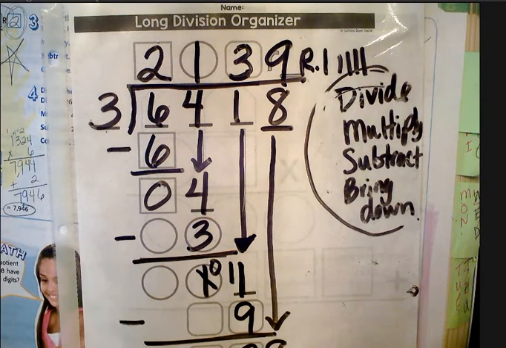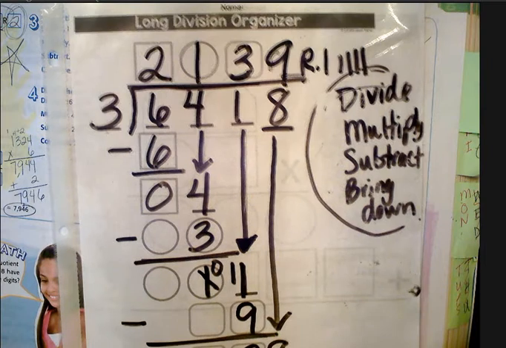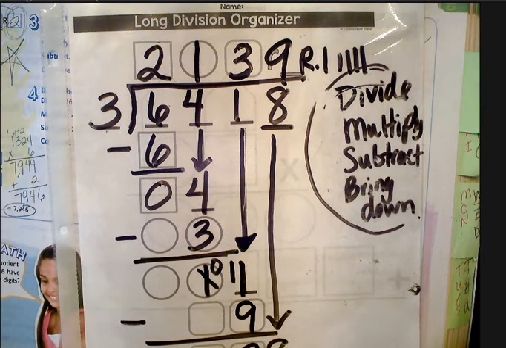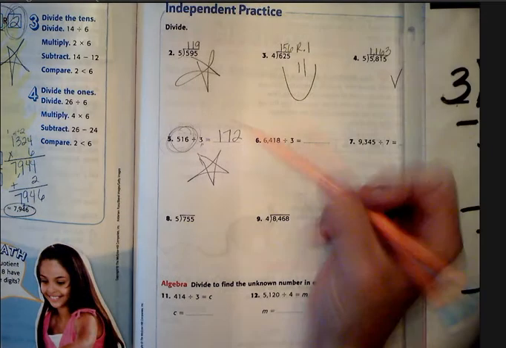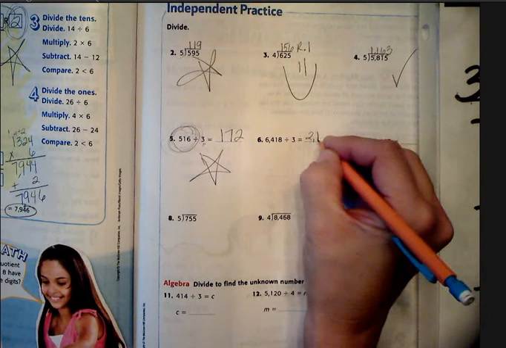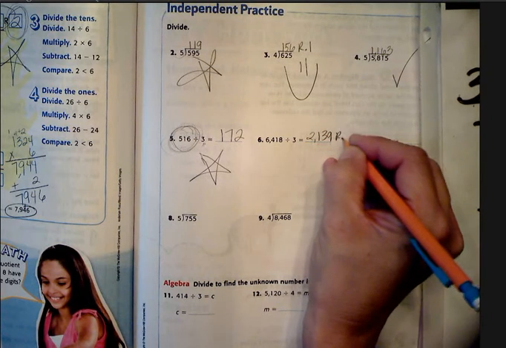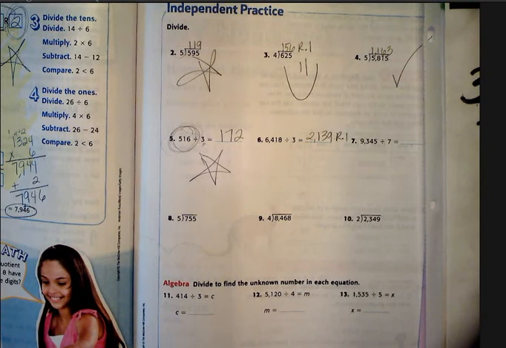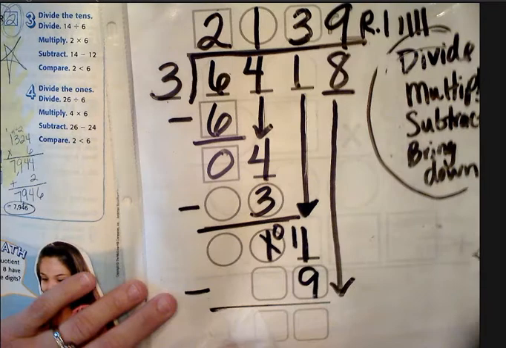4 digits, 4 times. We had to repeat those steps. Let's write that answer out. It's 2,139 with the remainder of 1. You guys are doing good. Awesome job.